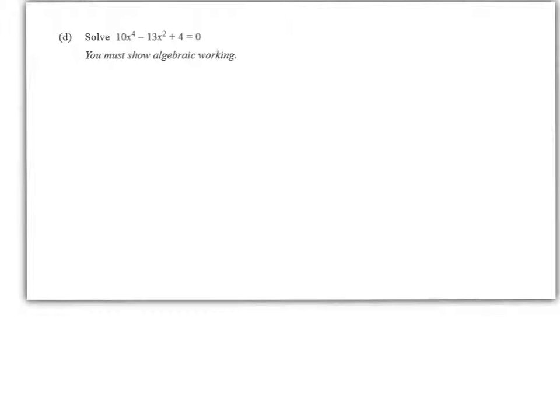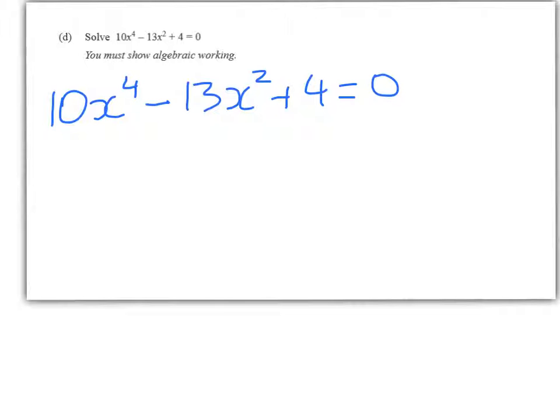Right, last question. Solve this equation here, 10x to the power of 4 minus 13x squared plus 4 equals 0. Now, we've done some of these in class. In level 2, the only real kind of equation you can solve is a linear one or a quadratic one. So there must be a way to turn this equation into an obvious quadratic. And there is. So let's use our defining the variables trick.